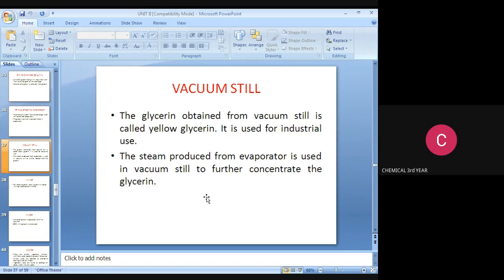Next it goes to the vacuum still. The glycerin obtained from the vacuum still is called yellow glycerin. It is used for industrial use. The steam produced from the evaporator is used in the vacuum still to further concentrate the glycerin.